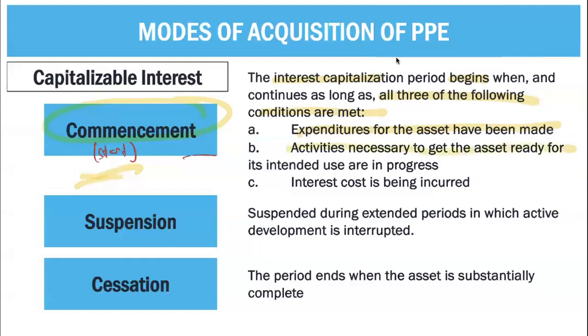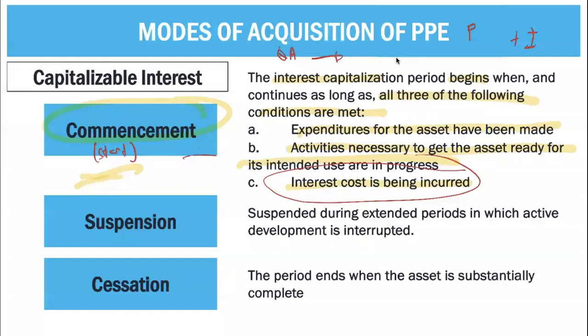Another, your activities necessary to get the asset ready for its intended use are in progress. So aside from your expenses, you must also start constructing. And lastly, your interest cost is being incurred. This is one important thing. Okay. So aside from creation or particularly building your asset, you must earn interest. As we said a while back on the definition of a qualifying asset. So when do we commence capitalization of your interest? If the expenditures have been made and acts necessary to finish or create that asset had been made, also interest cost is being incurred.